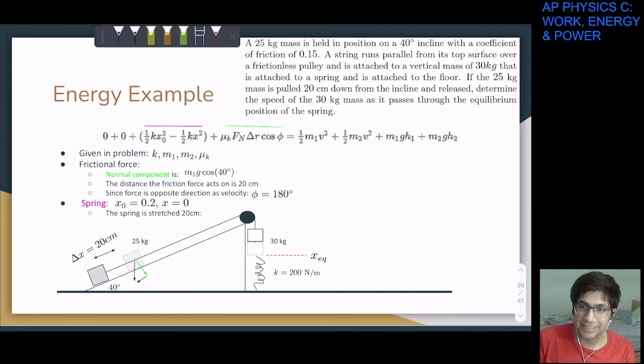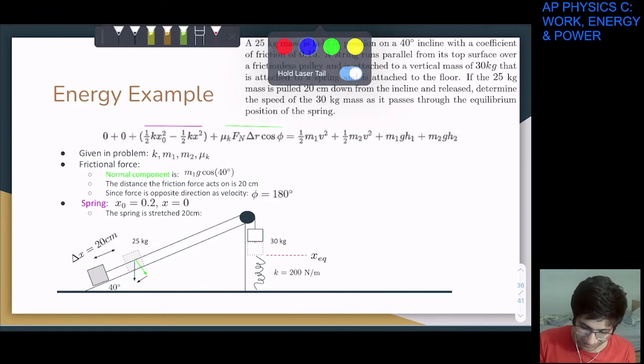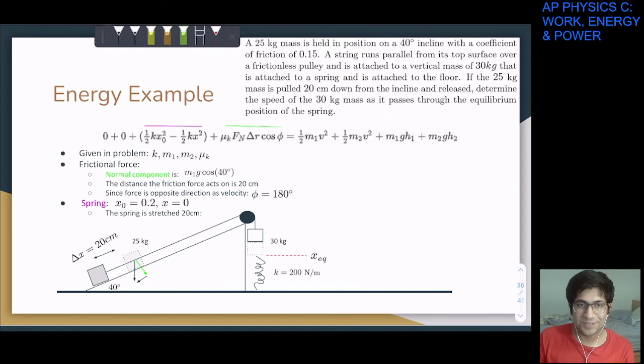Okay, I tried color coding this to make it easier to follow. Do let me know if this is easier or if it just makes it cluttery.